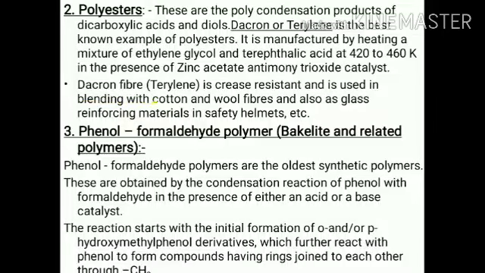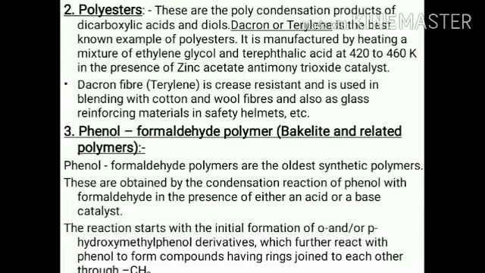Dacron fiber, or terylene, has increased resistance and is used in blending with cotton and wool fiber, and also as a glass reinforcing material in safety helmets. So dacron or terylene is used in helmets, making wool fibers, etc. Now the next one is Bakelite. Bakelite is also a condensation polymer.